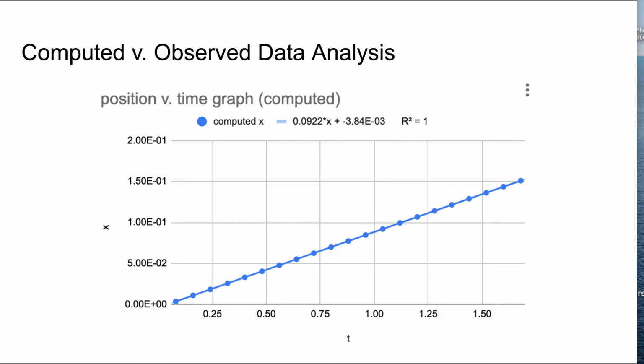The following graphs show my computed versus observed data analysis. The first graph shows the position versus time graph for my computed data through Glowscript. It shows a constant slope, which indicates the constant velocity, and also an r squared equal to 1.